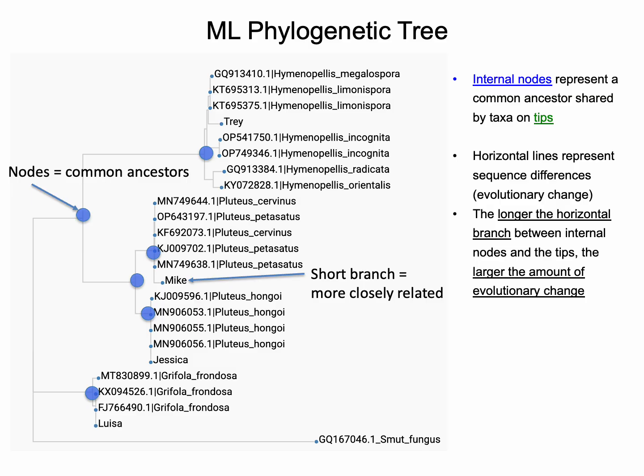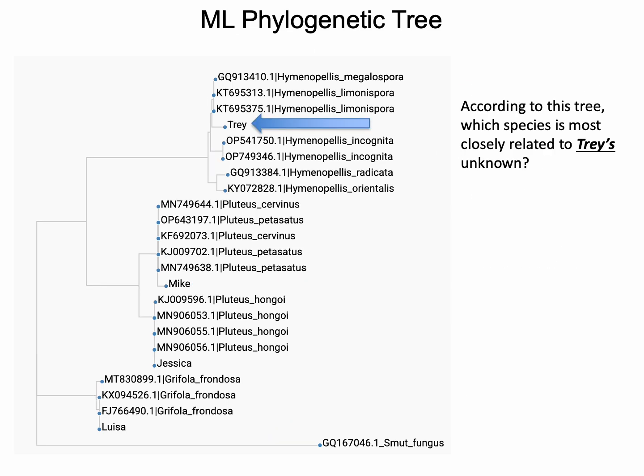For example, you can see that Mike's sample has a very short branch off the Pluteus cervinus and petasatus clade, and therefore is closely related to those two species. In contrast, the smut fungus down at the bottom, that outgroup has a very long branch, as the outgroup should, demonstrating its distant relation to all the other taxa.